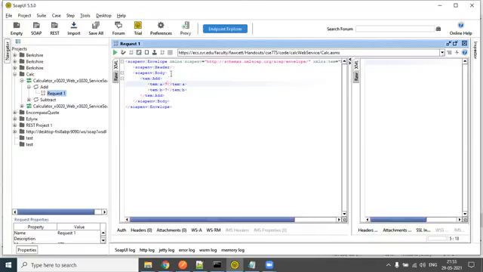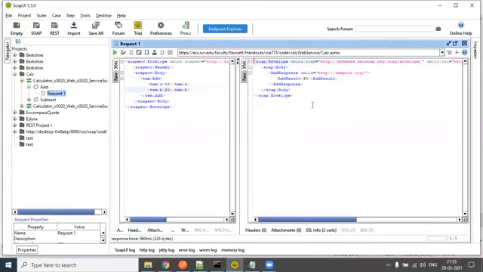But for the time being, I will give some input, let's say 10, 20. I fire it. Do we get some response? Yes. Do we need to bother about what is the underlying technology in which this service was written?